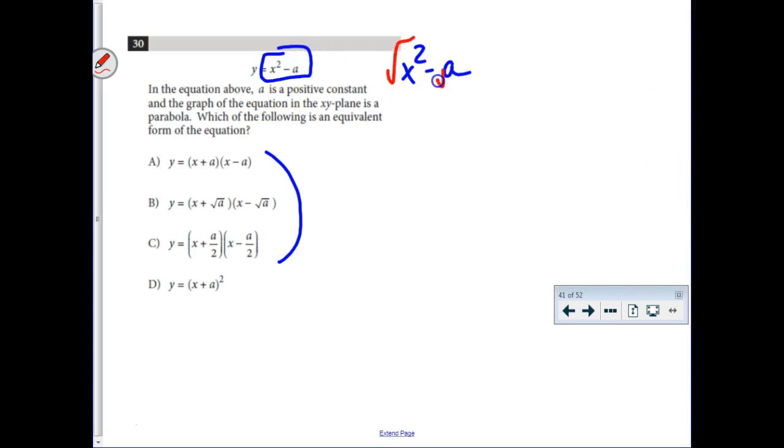You take the square root of each term, and then when you go to write them into factors, you make one of the factors a plus and one of the factors a minus. So obviously the first terms are x and x, but the square root of a is simply that. It's just the square root of a. So do you see your answer? Choice B. And that would have finished our test.